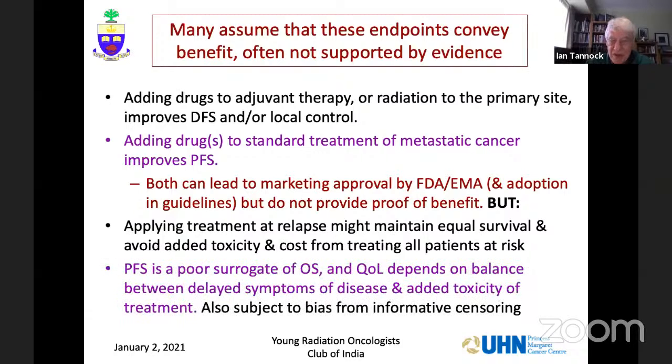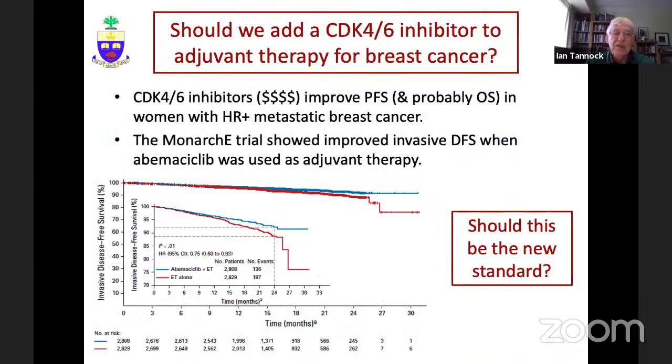And progression-free survival, which I'll say more about in a little bit, is a poor surrogate for overall survival. There are very few instances where it's been shown that it's a good surrogate. And quality of life depends on a balance between delaying symptoms of disease, which obviously people like to be told their disease isn't progressing, but the added toxicity of treatment. And all new drugs and radiation add toxicity. So, and that's also subject to bias from informative censoring, and I'll define that in a moment.